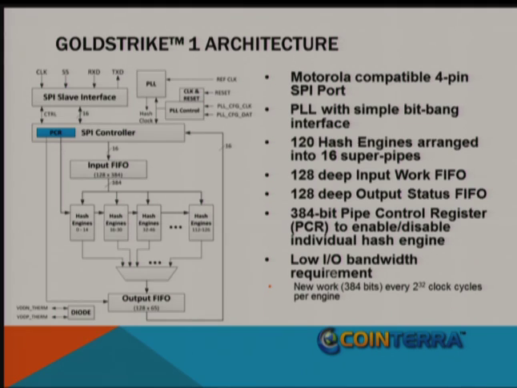There is a PLL to synthesize core clock from a 50 megahertz crystal input. The PLL has a bit bang interface through which we can control the PLL. We also have got a thermal diode, and it is used to monitor the die temperature. And from the system level, we can adjust the frequency and supply voltage of the die to control the temperature of the die.